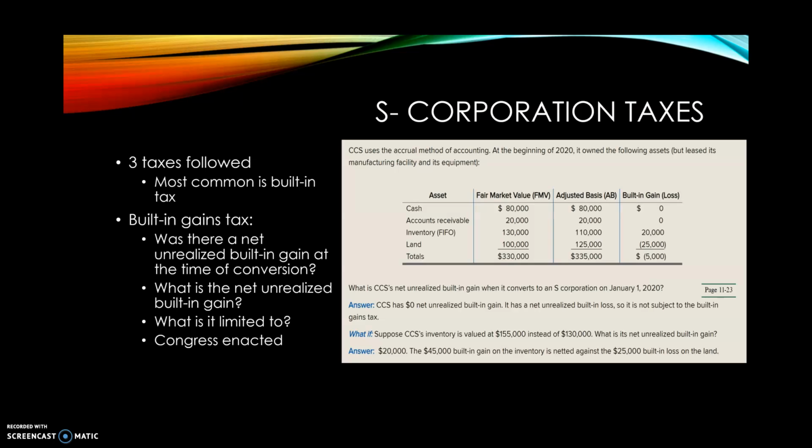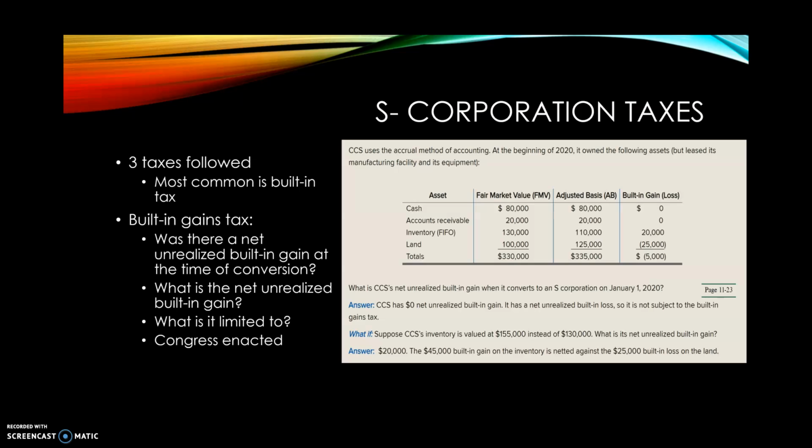Now, the tax is also calculated by being limited to the lowest of three different categories. So the first one is the net recognized built-in gain less any net operating loss and capital loss carryovers, multiplied by 21%.